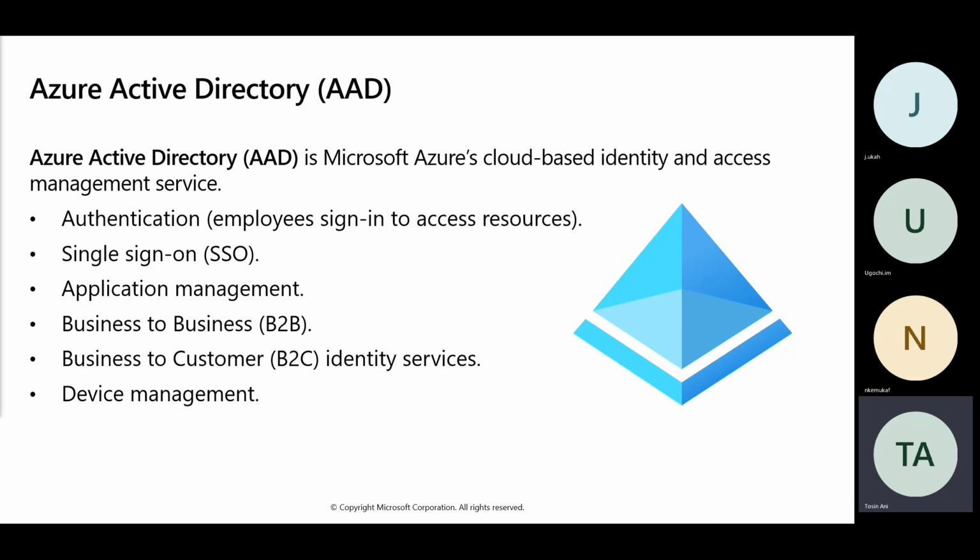Then we equally have B2B, B2C. Now, both of these I would refer to as external identity, so that I can talk about the two at the same time. External identity. And what does this mean, so to say? This external identity is just a set of capabilities that usually enables our organization to allow access to external users. Please take note of that, external users. That is, users that are not initially part of our organization.